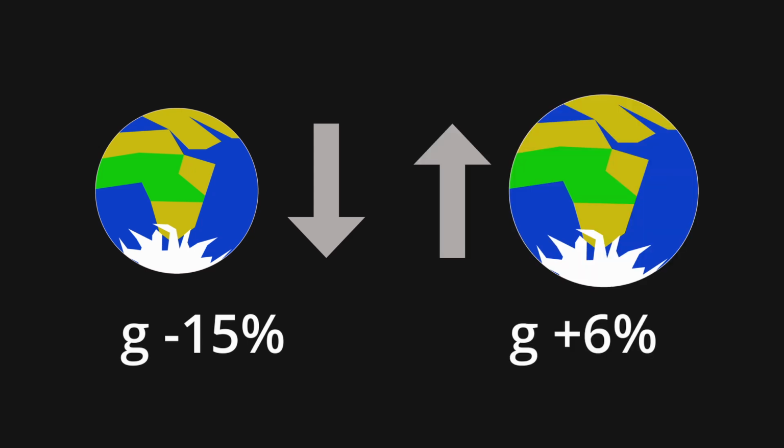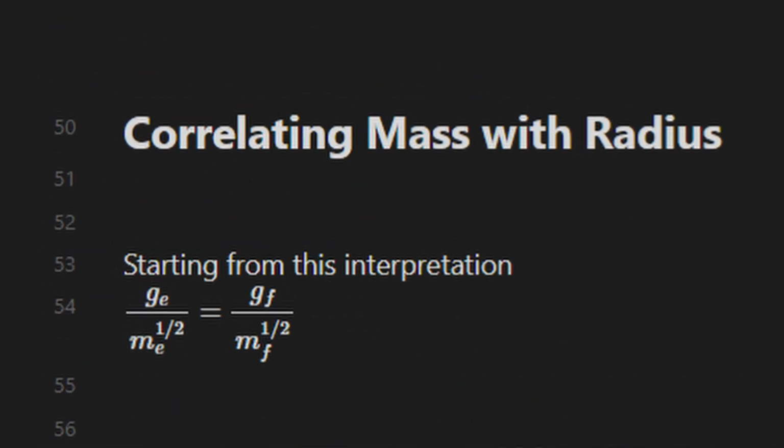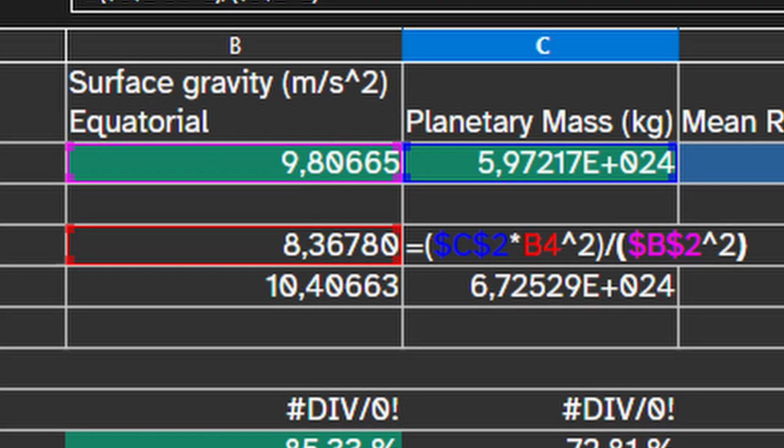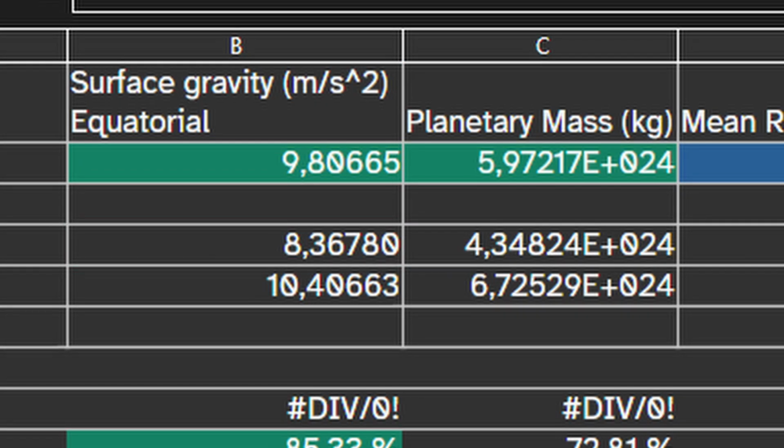So I will go back to the root of that relation, where we started with surface gravity and mass. I'll resolve for mass, plug my surface gravity values into an Excel sheet, and boom, we have the planetary mass of two Earth-like planets. Mass done.